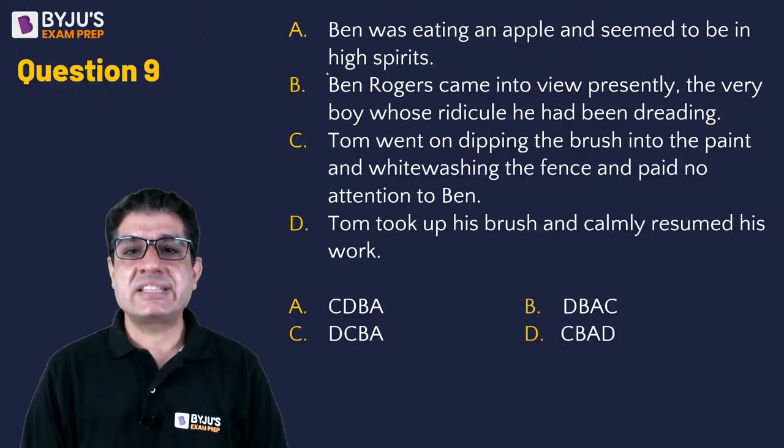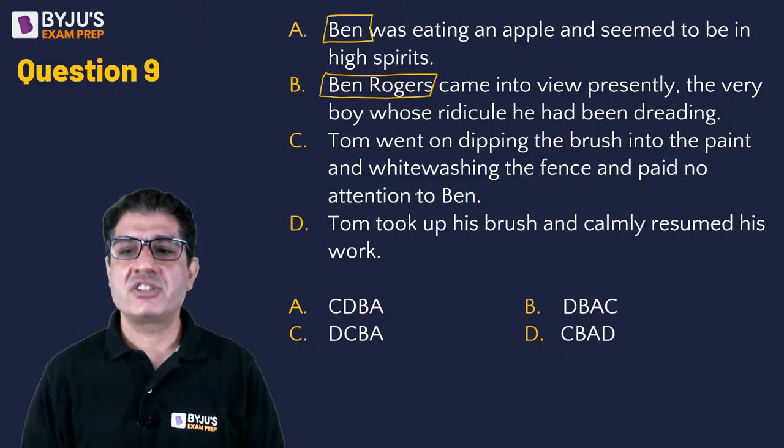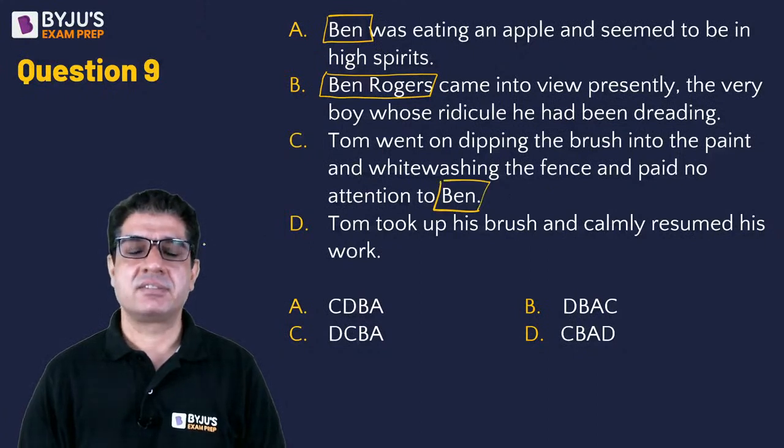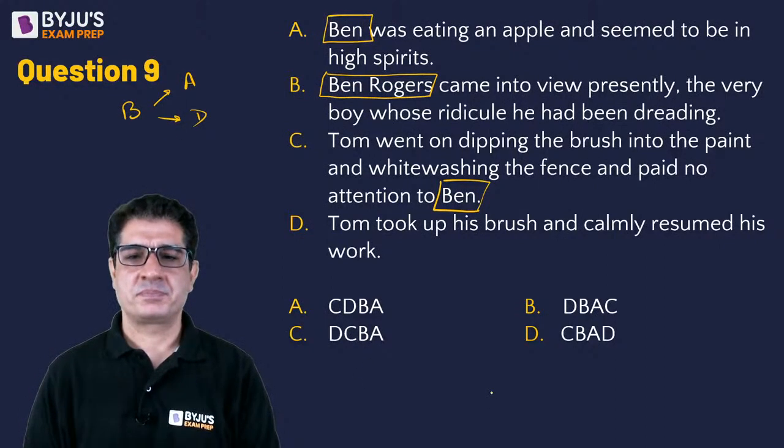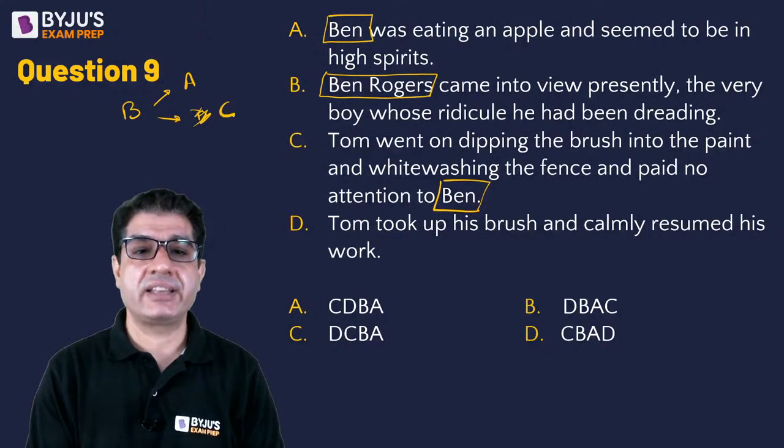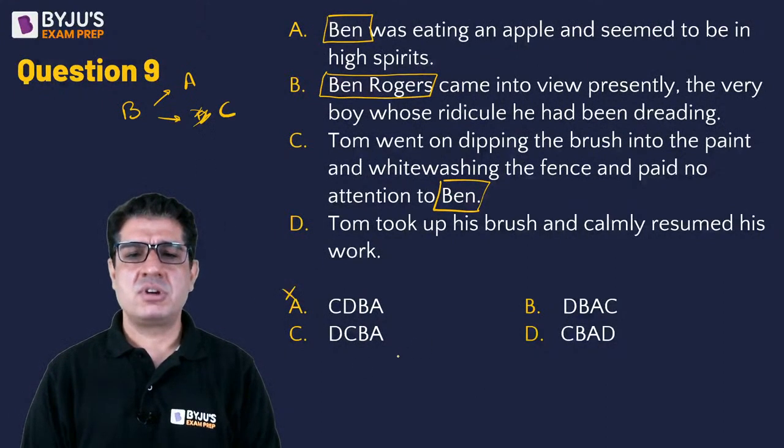Second, look at sentence B. Sentence B says Ben Rogers. Sentence A says Ben. Sentence C says Ben. So can I say that B should come before A and C? So A is ruled out. Look at B. C before B, rule out.